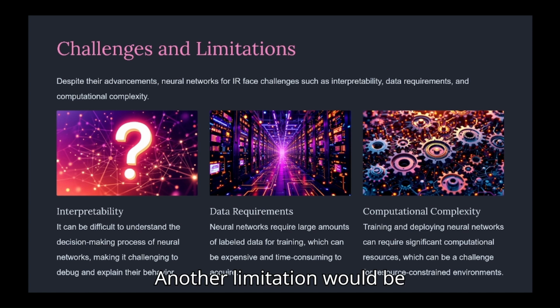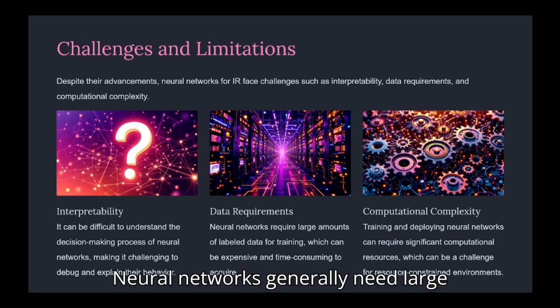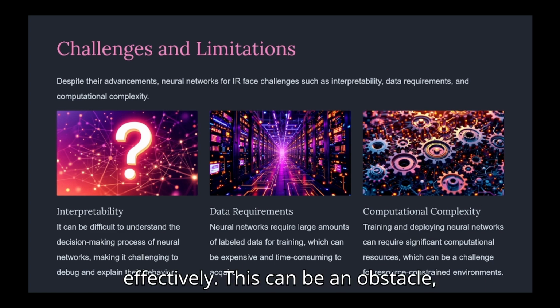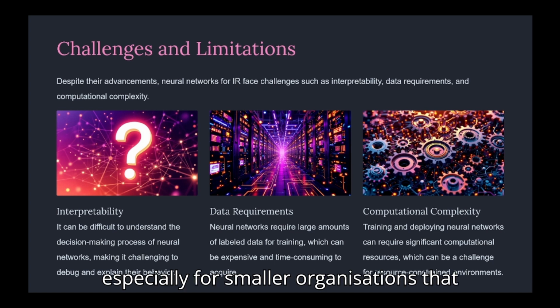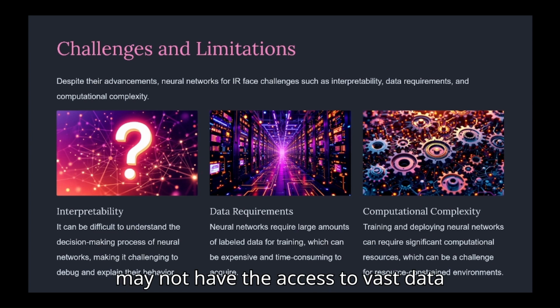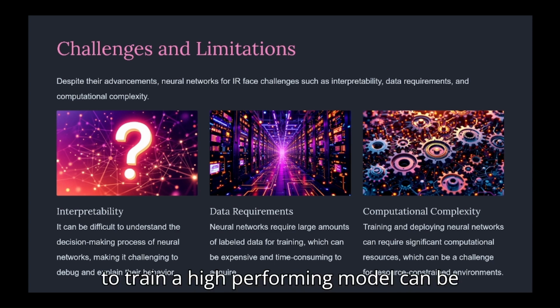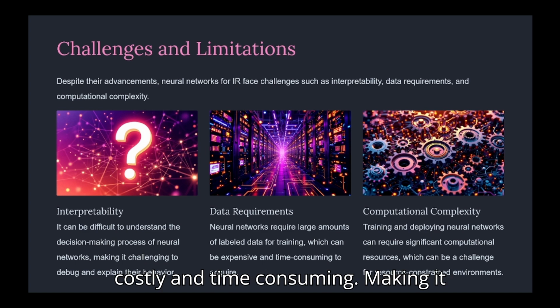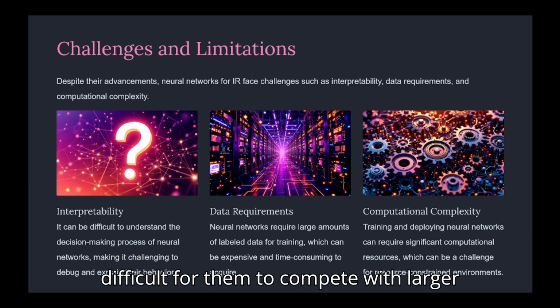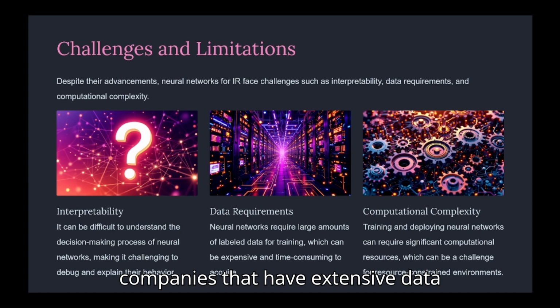Another limitation would be high data requirements. Neural networks generally need large volumes of labeled data to train effectively. This can be an obstacle, especially for smaller organizations that may not have access to vast datasets. If a small business wants to build an IR system, obtaining enough data to train a high performing model can be costly and time consuming, making it difficult for them to compete with larger companies that have extensive data resources.